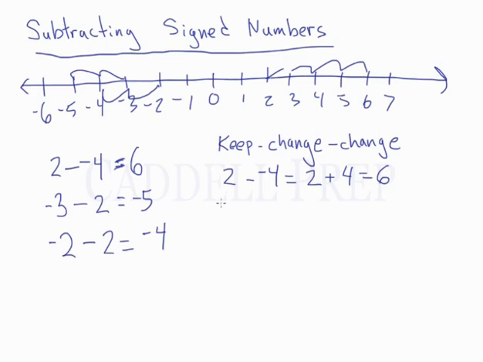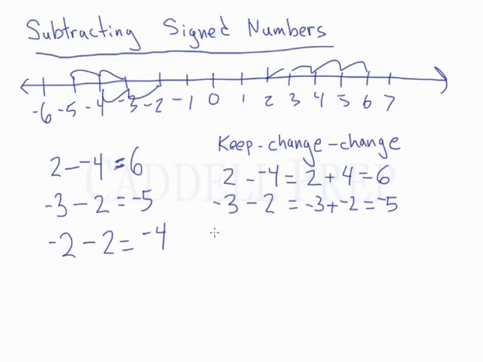Okay, let's try the next one. -3 minus 2. We keep the first number, that stays -3. We change this minus to a plus. And this is +2, so we change it to -2. And we follow our rules for adding signed numbers. When the signs are the same, we just add them. So 3 plus 2 is 5, and we keep the same sign. So -3 plus -2 is -5. See, the answers match up so far.